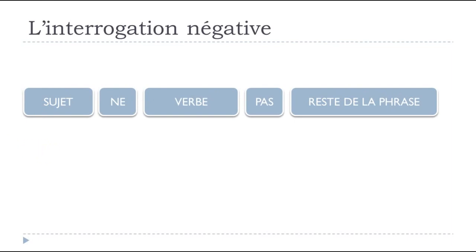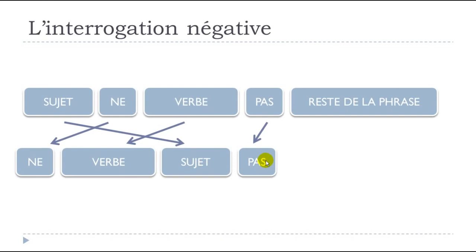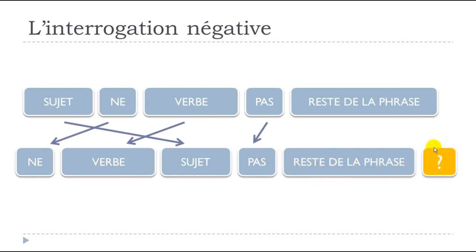So the thing that you have to keep in mind is that the first part we will have to move will be ne. And so you will start your question with ne. Then will come the verb, le verbe. After that will come the subject, le sujet. Then pas, and of course the rest of the sentence et le point d'interrogation. So keep in mind that you first start with ne, okay, it can be quite tricky, but keep in mind that you should start with ne.